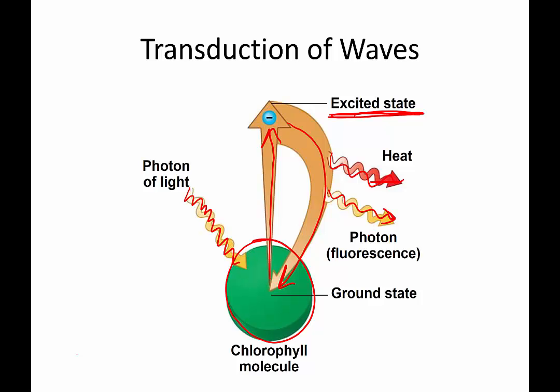So essentially, as this electron goes back down to its ground state, or to the original energy level it was first at, it's releasing energy. So this is how chlorophyll transduces light energy into chemical energy. And as we're going to see, that's going to play a major role in photosynthesis.